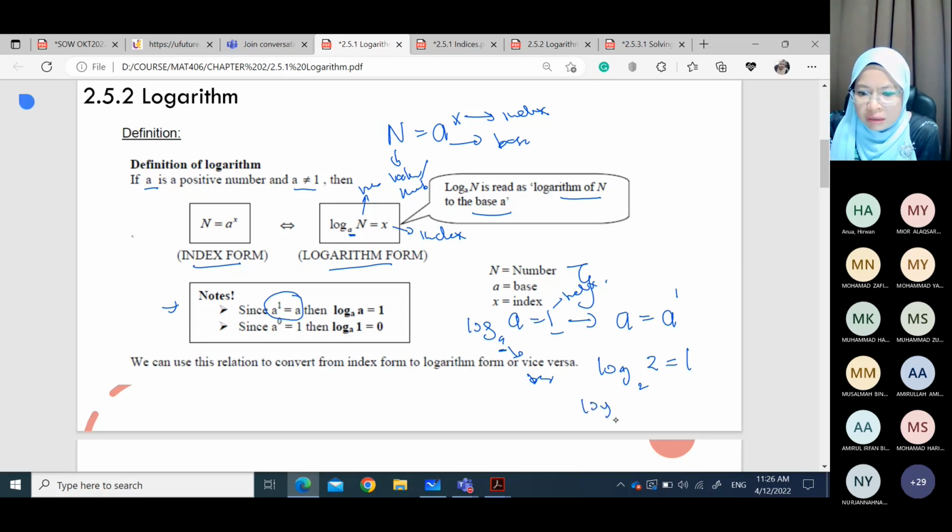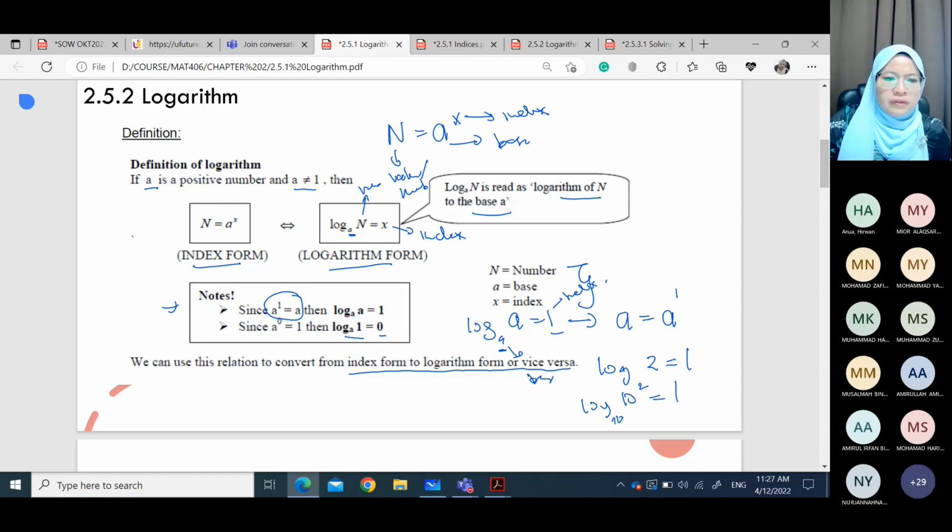Faham? Let's say we have log 10 10. And then the value here is 10. Nilai dia 10. Jadi dia punya index adalah 1. Faham? So untuk yang kedua, yang ni yang general lah. So a to the power of 0 equals to 1. Then log a 1. So value dia 1. Nilai dia 1. So index dia adalah 0. Okay. We can use this relation to convert from index form to logarithm form or vice versa. So instead kita boleh bentukkan daripada log kepada index dan index kepada log.